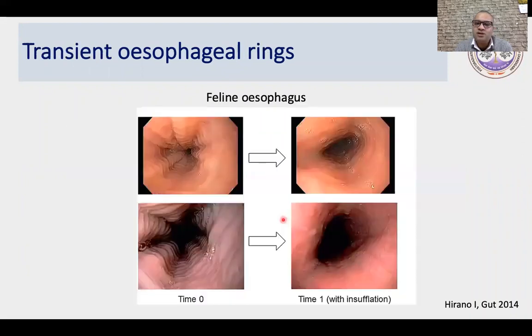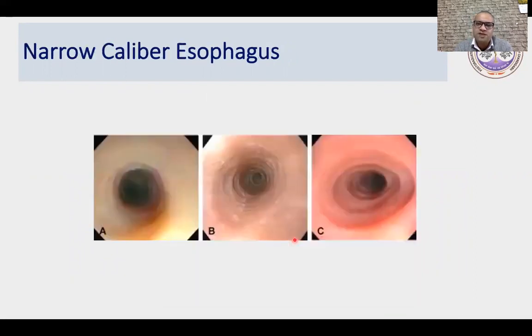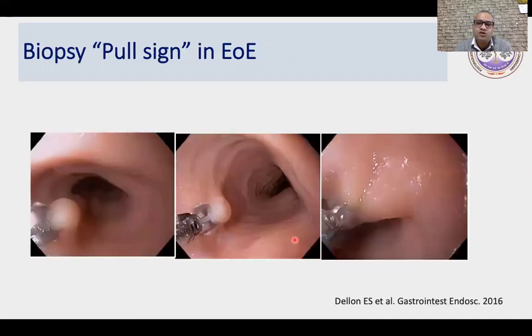Other findings could be feline esophagus or the transient esophageal rings, which disappear with distension with air. So this is one of the findings which can be part of eosinophilic esophagitis. And then there could be a narrow caliber esophagus when one cannot pass the scope. Certain new findings have also been recognized.